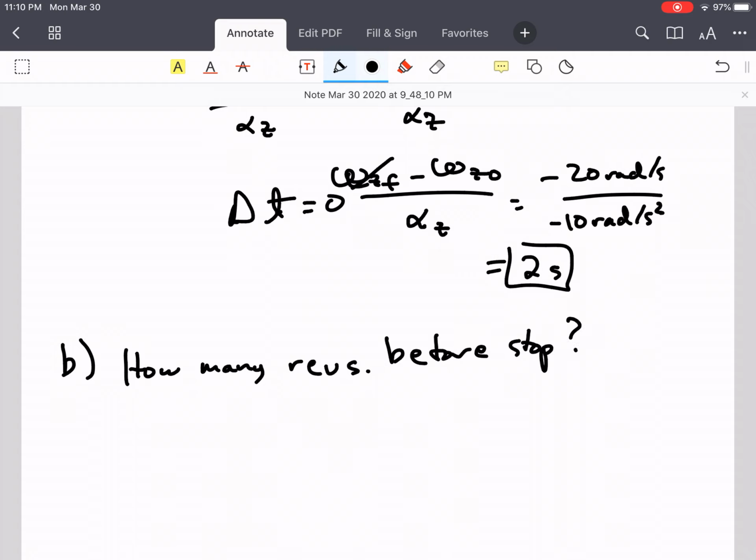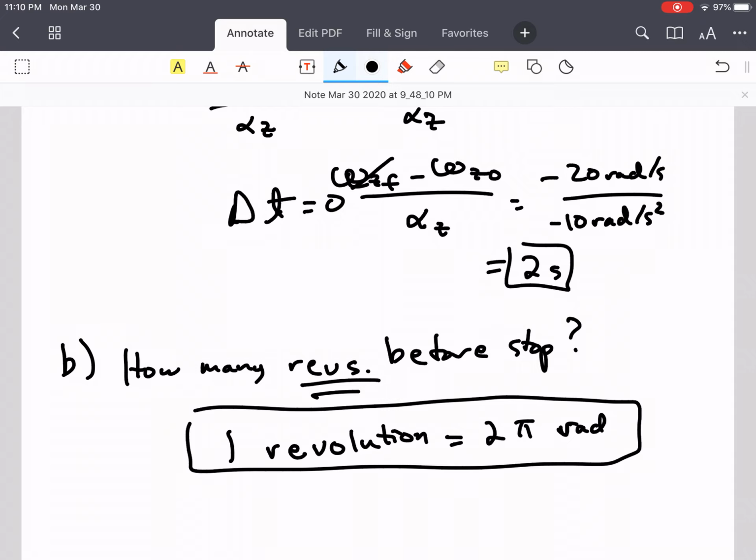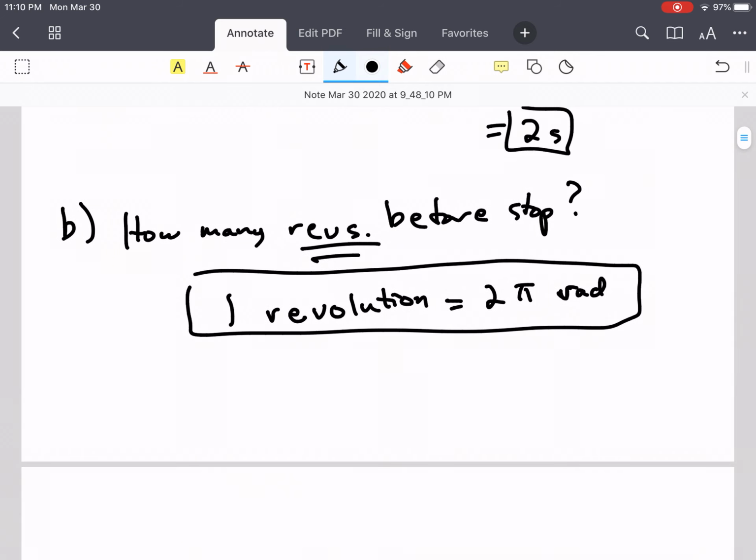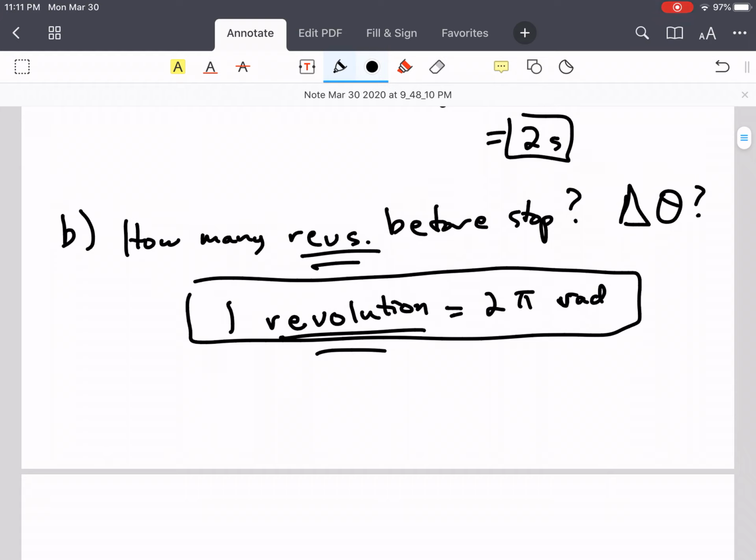So let's translate this. How many revolutions? What that's asking about is what's the angle it goes through, right? So one revolution, and this will be a very important formula to remember, one revolution of any circular motion is just 2 pi radians, right? Because that's like going around the circle once. One revolution is 2 pi radians. So in this case, what it's really asking for in physics speak is delta theta, expressed in the units of revolutions.